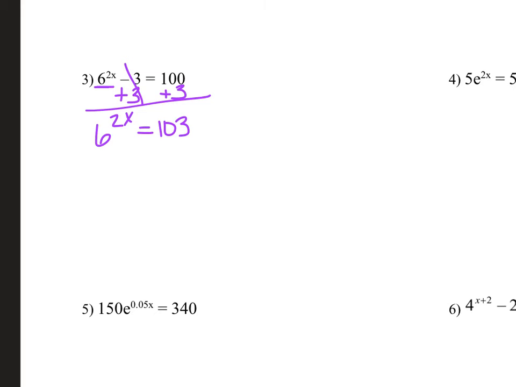Now we solve. So in order to solve, we switch. So it's log base 6 of 103 equals 2x. Now the same deal here, we have an x. So you can put log base 6 of 103 in your calculator, then divide by 2. I do not think I divided by 2 in my answer. Let me pause and get the correct answer.